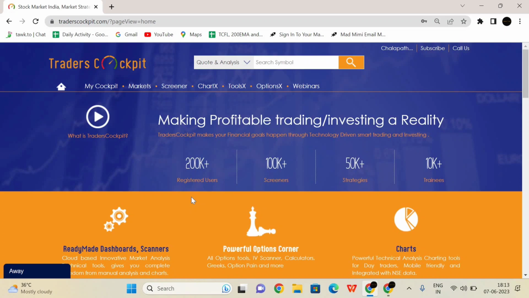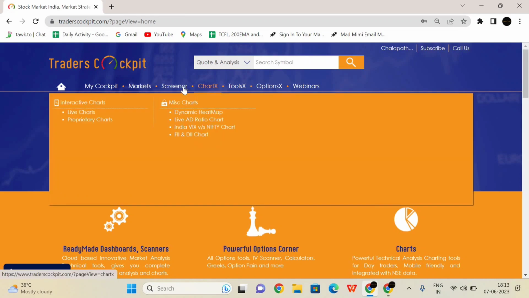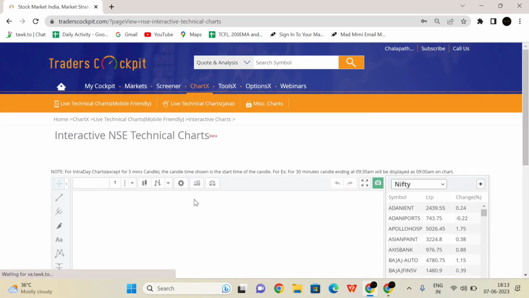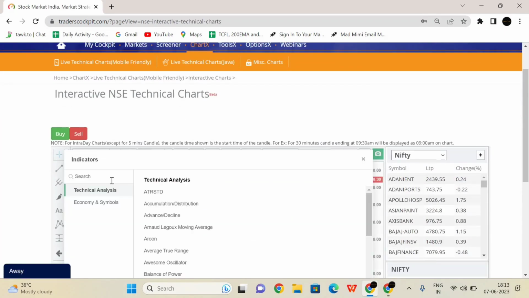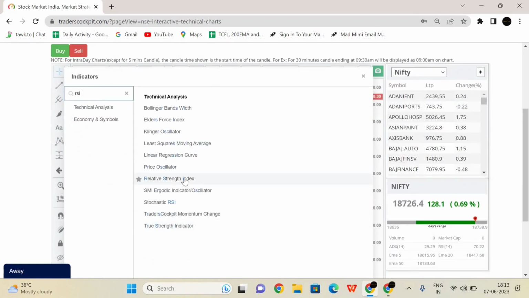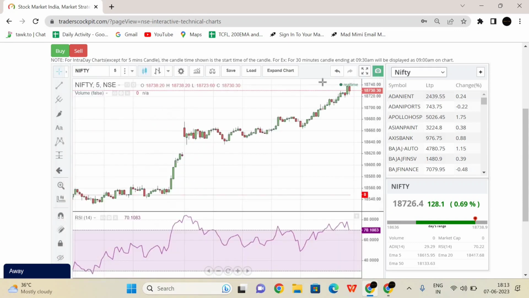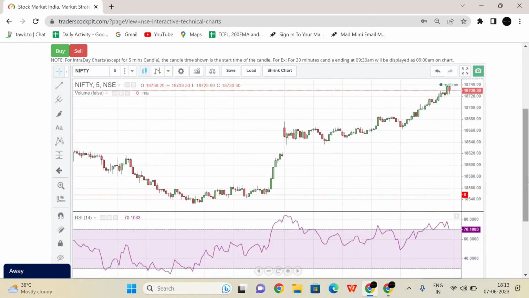In this video, we're going to discuss what the RSI indicator is and how to understand the RSI from basic to advanced level. Just go to Chartex and click on live charts here, go to the indicator symbol and type RSI, that is Relative Strength Index. You can see here, this is the RSI indicator. Just apply it and expand the chart.